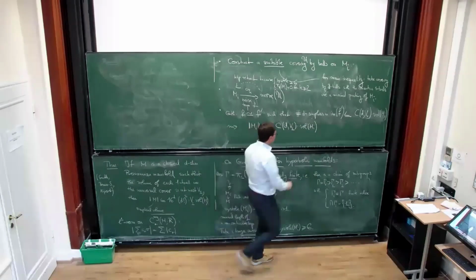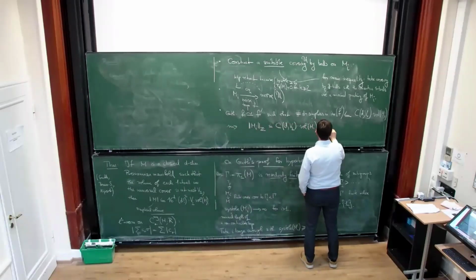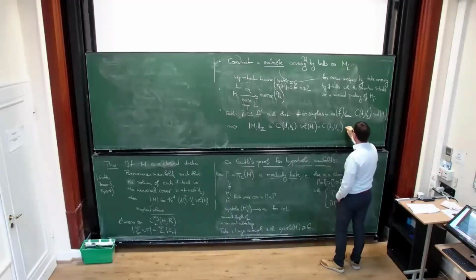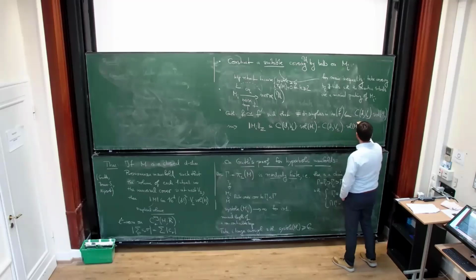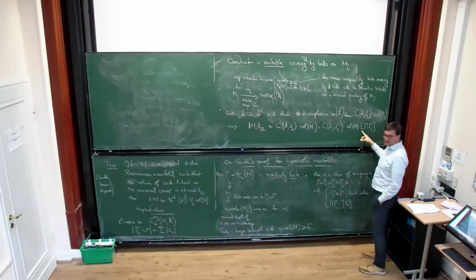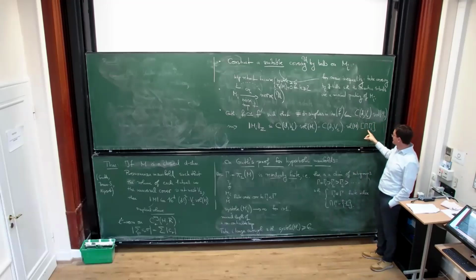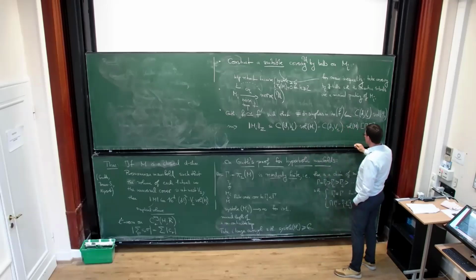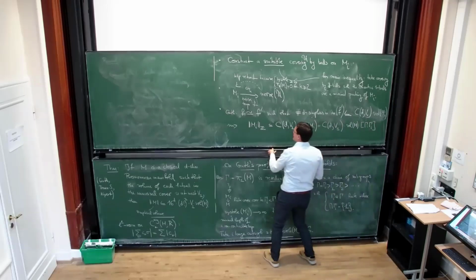And then you know that the volume of M_I is the volume of M times the degree of the covering. The degree of the cover is the index of this finite index subgroup. Bring it on the other side. Okay, maybe I do it in two steps now.